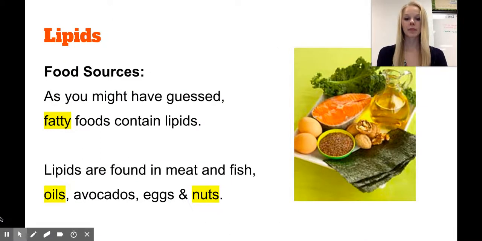Foods that you typically think of as fatty are foods that contain lipids. Things like fish, oil, and nuts are great sources of lipids.